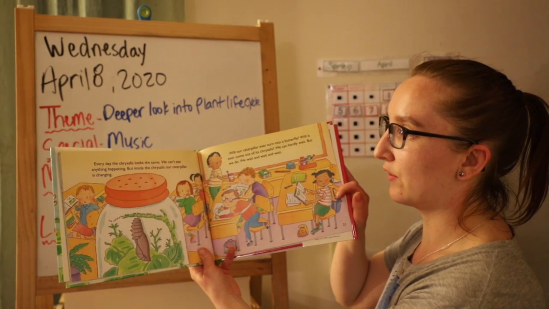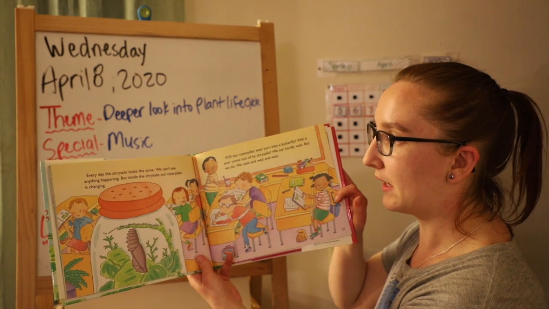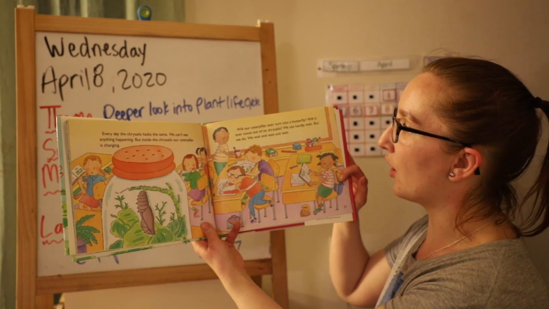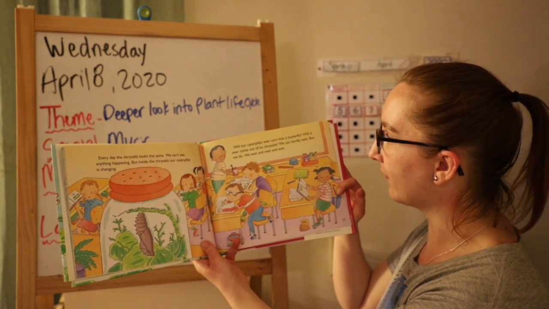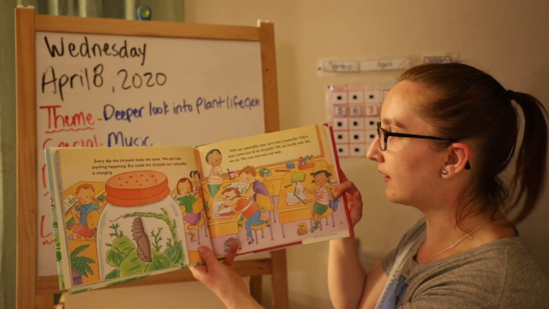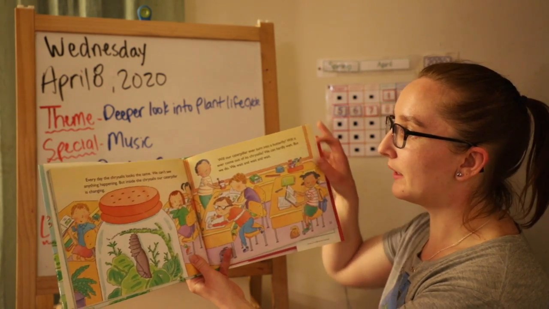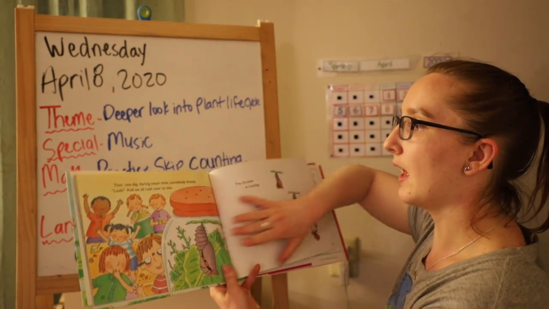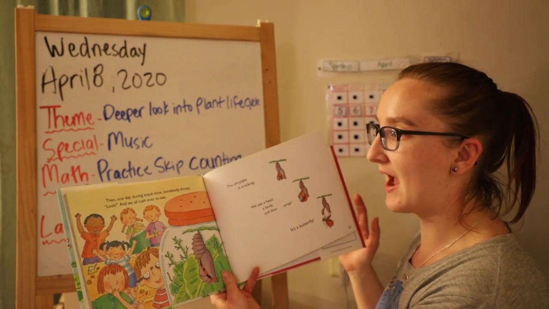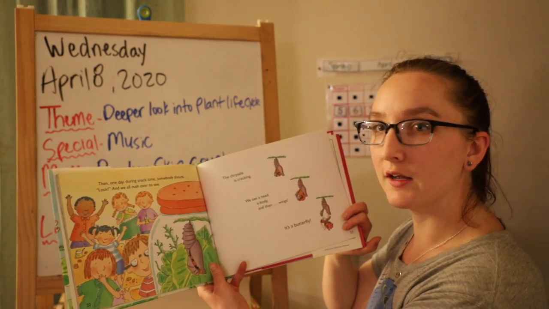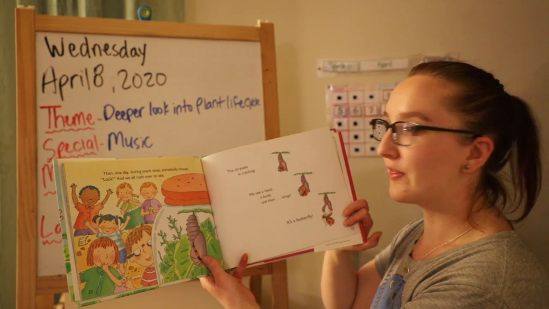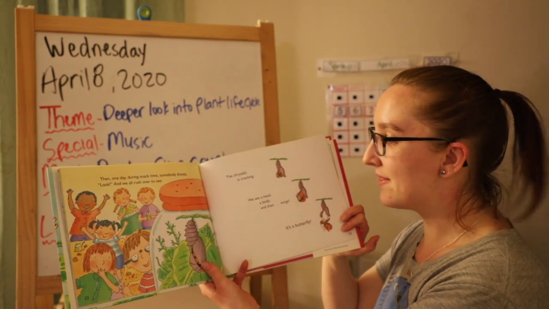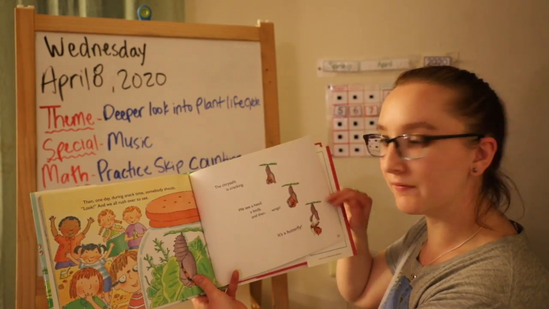Every day the chrysalis looks the same. We can't see anything happening, but inside the chrysalis, our caterpillar is changing. Will our caterpillar ever turn into a butterfly? Will it ever come out of its chrysalis? We can hardly wait, but we do. We wait and wait and wait. Then, one day during snack time, somebody shouts, "Look!" And we all rush over to see. The chrysalis is cracking. We see a head, a body, and then wings. It's a butterfly.